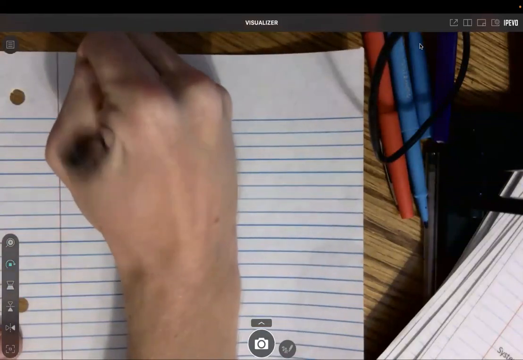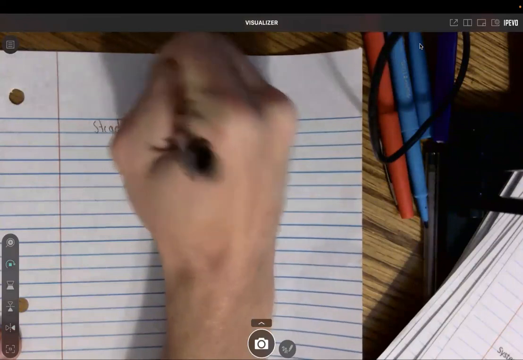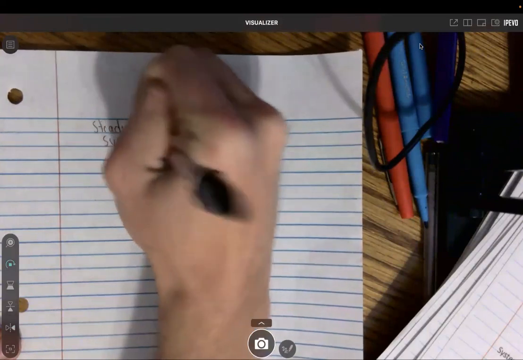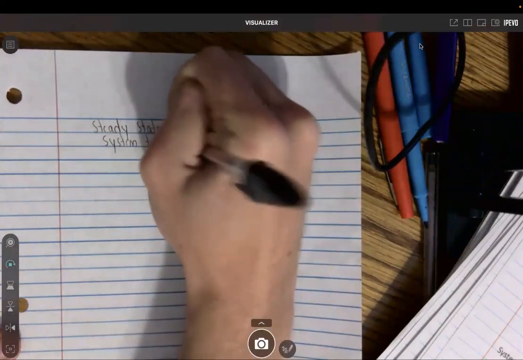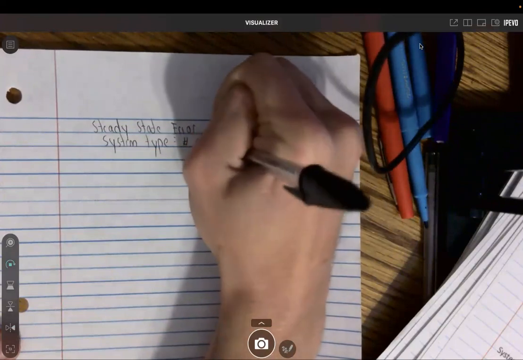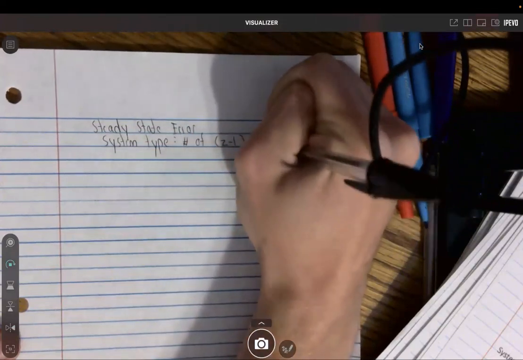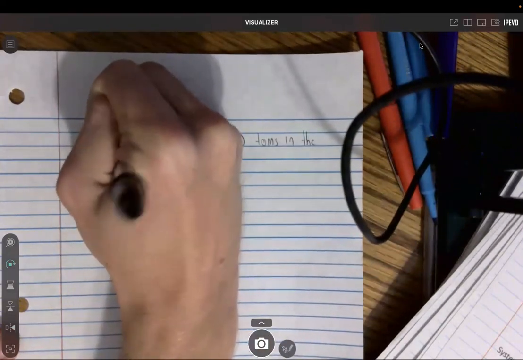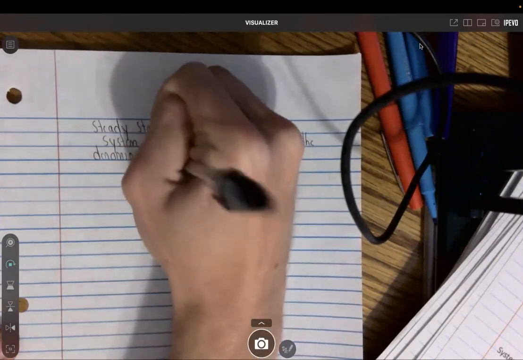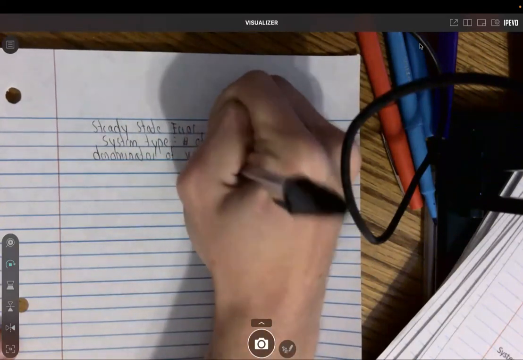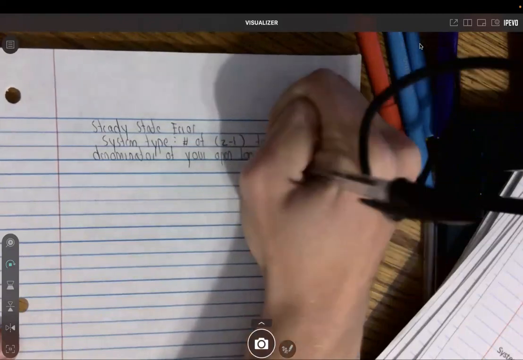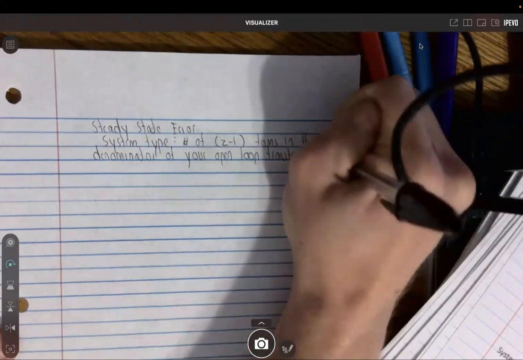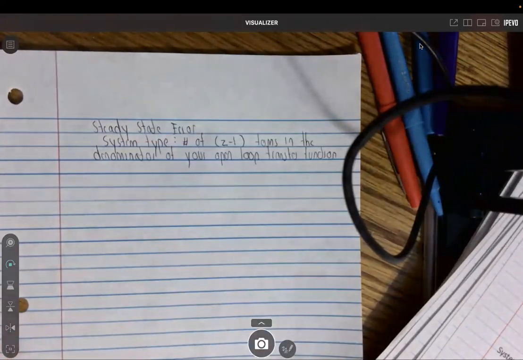So when we're talking about steady state error, the system type in the Z domain is defined as the number of Z minus 1 terms in the denominator of your open loop transfer function. And so you can still use the table.